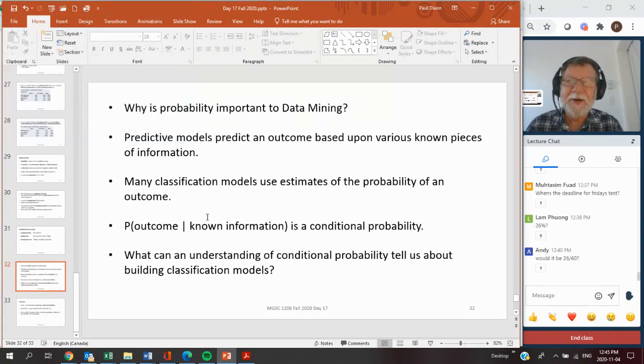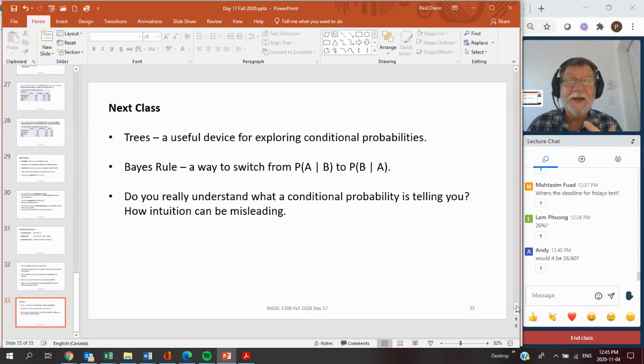Next class is coming up. So why is it important? It's because we're in data mining trying to predict an outcome given some information. It's really a conditional probability. So when I first looked at decision rules for classification that involved estimating a probability, that was estimating a conditional probability. And maybe what we can learn about understanding conditional probabilities can give us other ideas on how to build models. And we will.